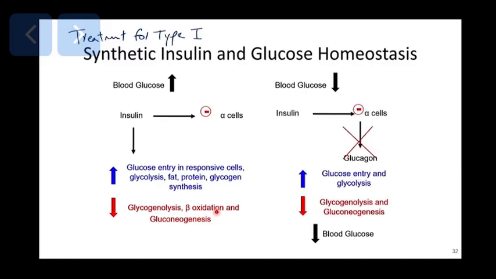The problem, though, is if you take too much synthetic insulin. Say somebody with type 1 diabetes takes their insulin and then forgets to eat the meal. So there's no actual blood glucose coming in to get used. That insulin is going to be the stronger hormone.